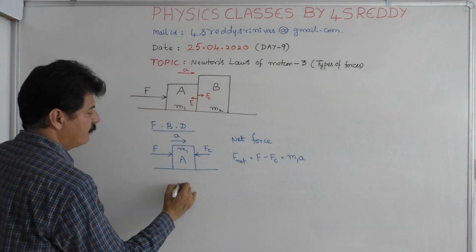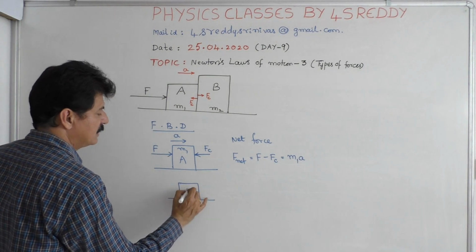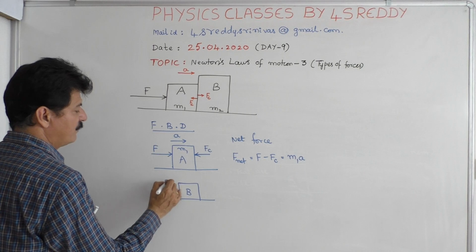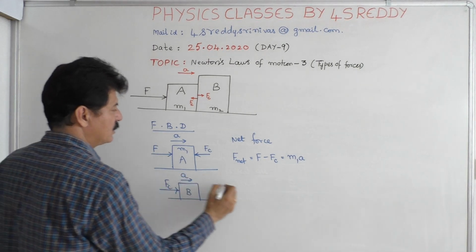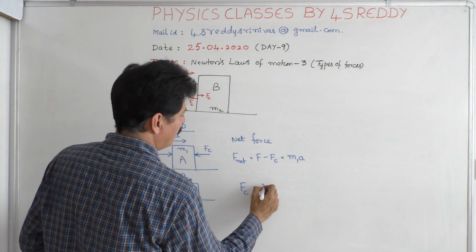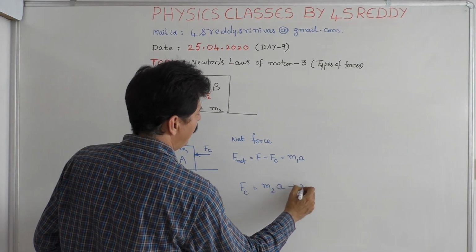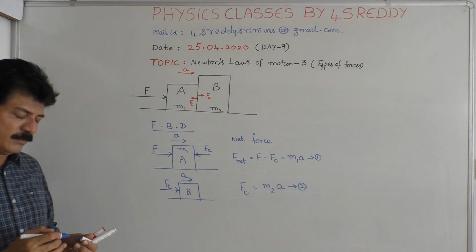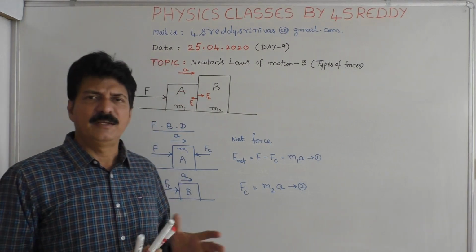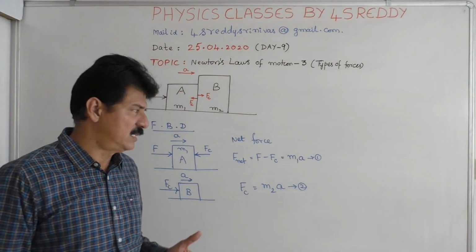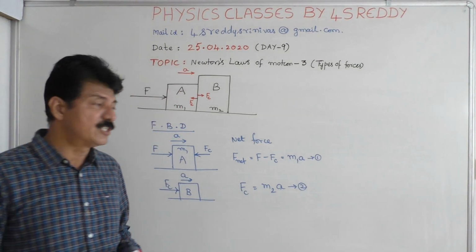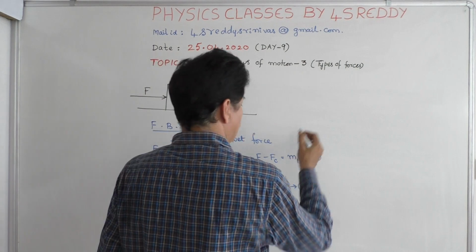For the second block, there is only Fc acting, and it moves with acceleration a. Therefore Fc equals M2a. This is equation 1 and this is equation 2. If you are able to take the free body diagram for any system of blocks, then we can easily calculate the acceleration and also the contact force.